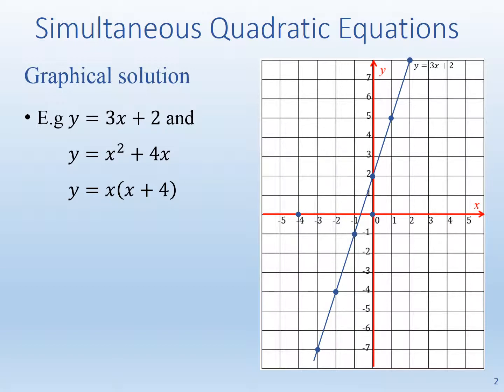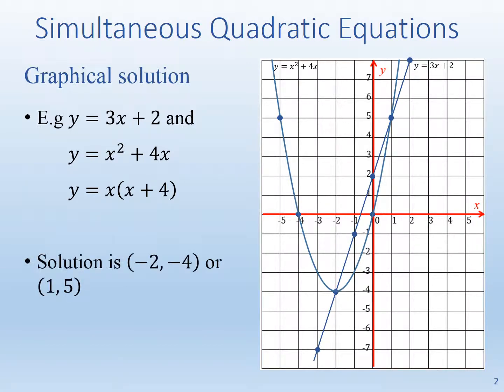Now we can locate another point by putting x equals 1 into our equation. So that'll give us y equals 5. So there's another point at 1, 5. And we can find another point that's symmetrically opposite over on the left-hand side there. Now joining all those points up in a smooth parabola will reveal our intersection. And we read those off as minus 2, minus 4 and 1, 5.